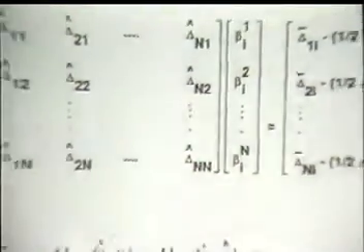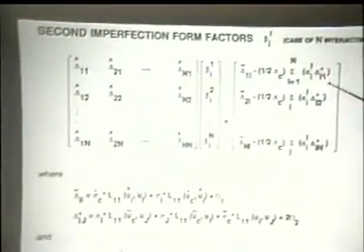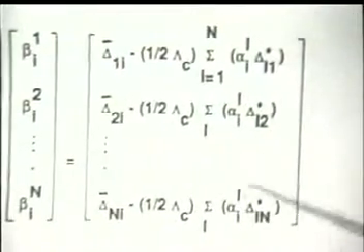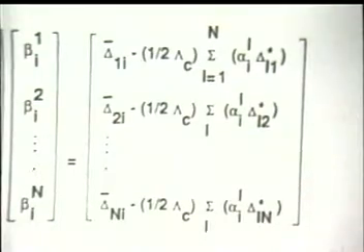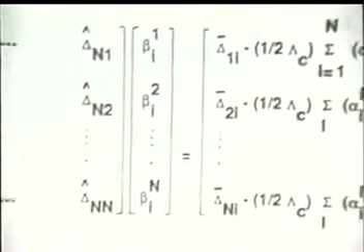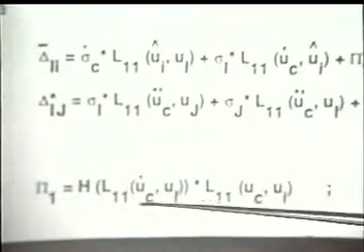Here you have the second imperfection form factors. Once again, the interesting thing is that the second imperfection form factors have on the right-hand side the summation over the first imperfection form factors. Notice here there are now double dots. Those are second derivatives with respect to the eigenvalue. And there are some complicated looking integrals which are indicated there.